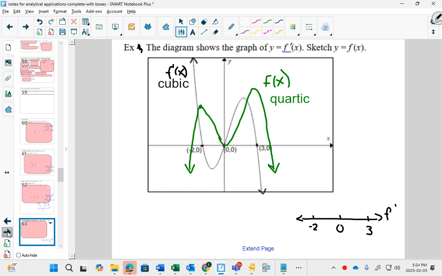On our derivative graph, can you see that less than -2, the original graph, is positive? Then in between -2 and 0, it's negative. Between 0 and 3, it's positive again. And then after 3, it's negative again. So what does that tell us about f? F has to be increasing, then decreasing, increasing, then decreasing.